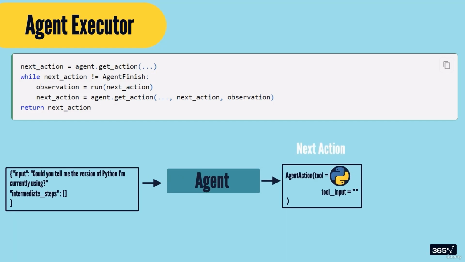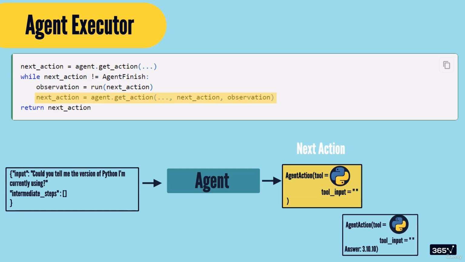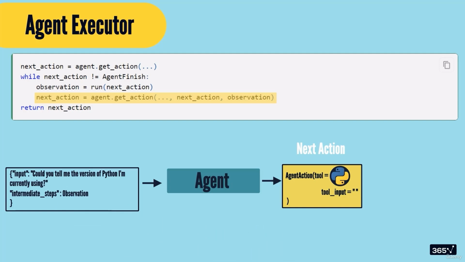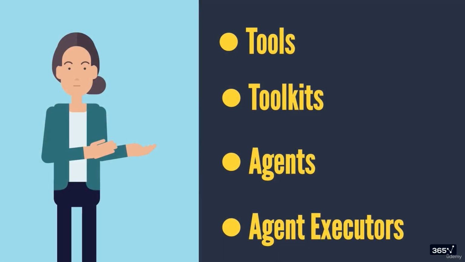First, we run the action. That is, we execute the tool with the input, all specified in the agent action object. The result from this execution is referred to as an observation. Next, we update the next action variable by invoking the agent anew, feeding the user's query and the intermediate steps. Based on this information, the next action is determined. If it happens to be an agent finish, the result is returned to the user. And that's how the process goes on paper.